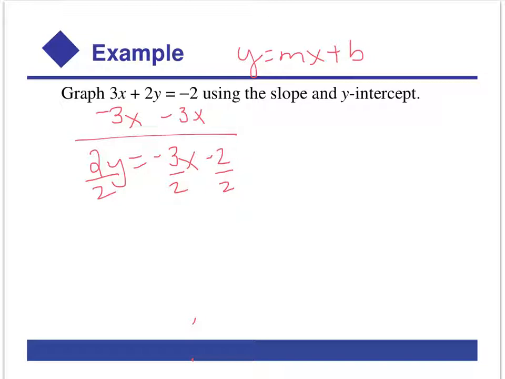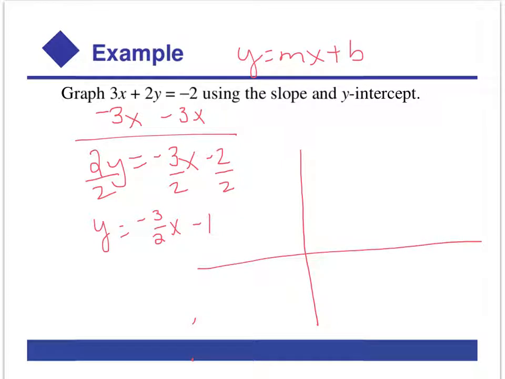And so when we get there, so now we have y equals negative 3/2 x minus 1. So that should be where we can go to graph it. So when you start at your graph, here's our x and our y-axis. It starts at negative 1, which is where it's going to cross the y-axis. And then we're going to go down 3, 1, 2, 3, and to the right 2, 1, 2.